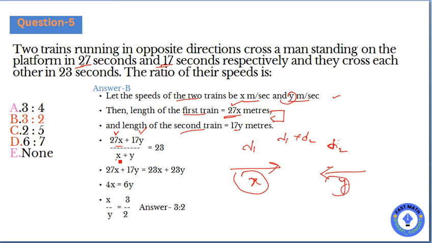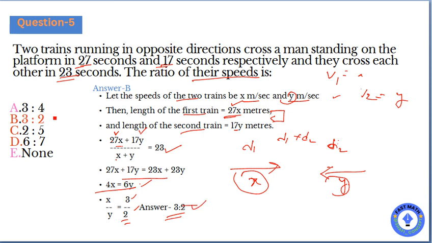The distance divided by time is equivalent to what, as per the problem given? Both trains have crossed in 23 seconds. After solving this formula, you get 4x is equal to 6y. Ultimately, x by y is 3 by 2. As per the problem, what is asked? The ratio of their speeds. The v1 is the first train speed and v2 is the second train speed. You considered v1 as x and v2 as y, so x by y is 3 by 2, and finally the ratio will be 3:2.